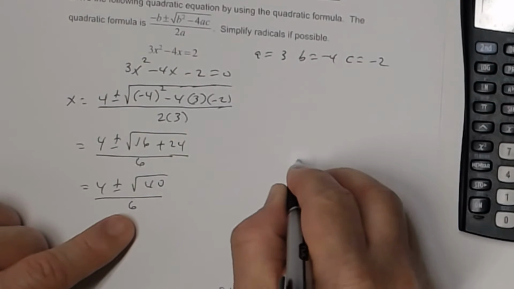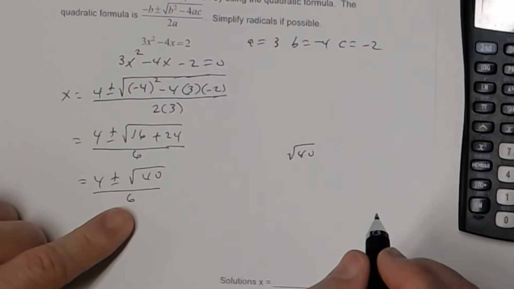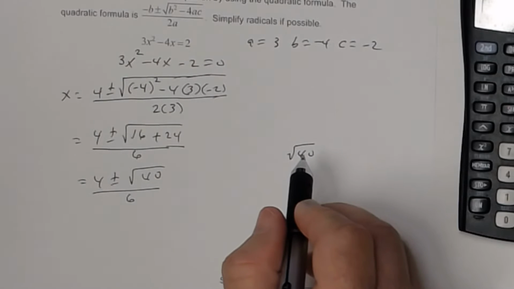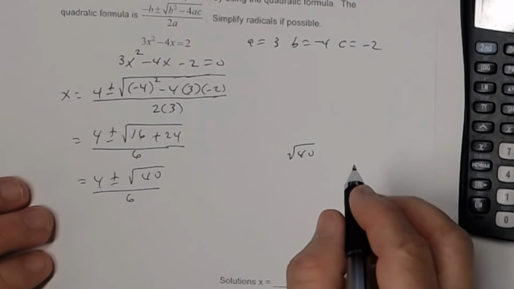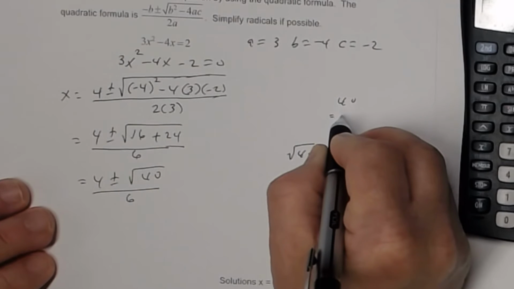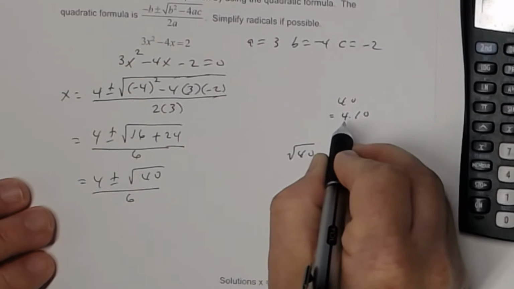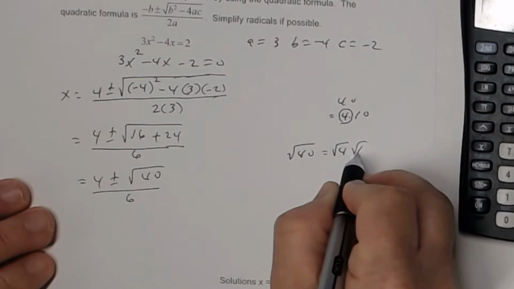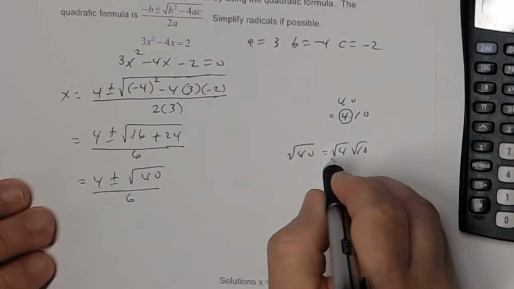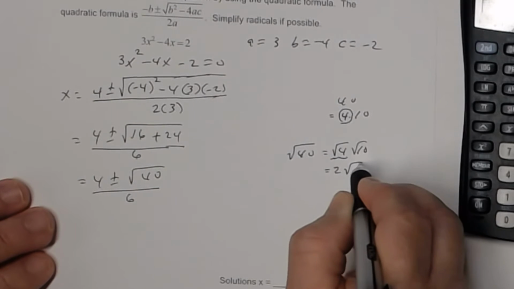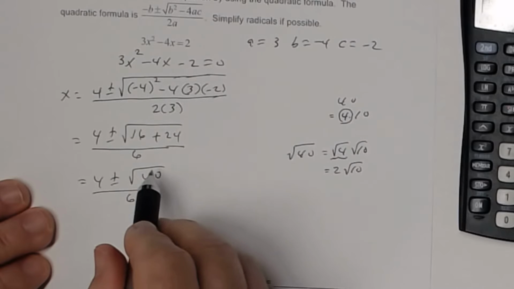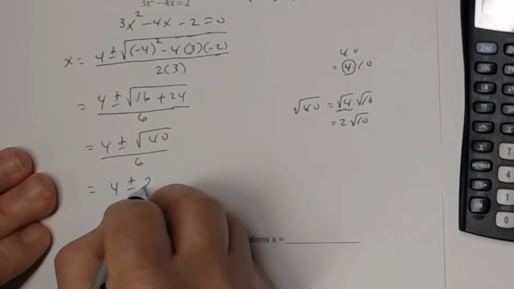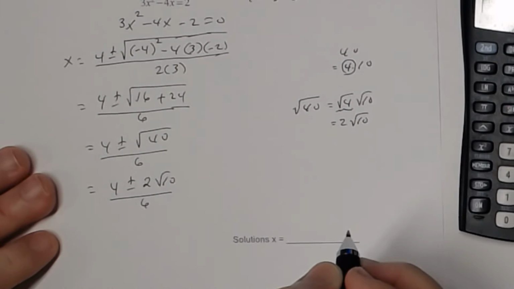So on this side here, I'm going to talk about simplifying the square root of 40, which we can because there is another perfect square other than 1 that goes into 40. So let's think about that. Remember, 40 is 4 times 10, right? And so 4 is a perfect square. So we're going to rewrite this as the square root of 4 times the square root of 10. And we know that the square root of 4 is 2, so it becomes 2 square root of 10. So it becomes 4 plus or minus 2 square root of 10, all divided by 6.